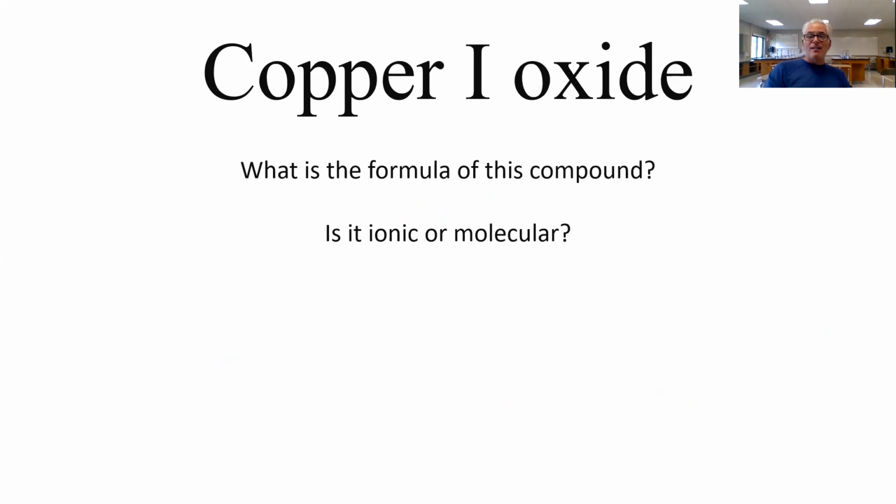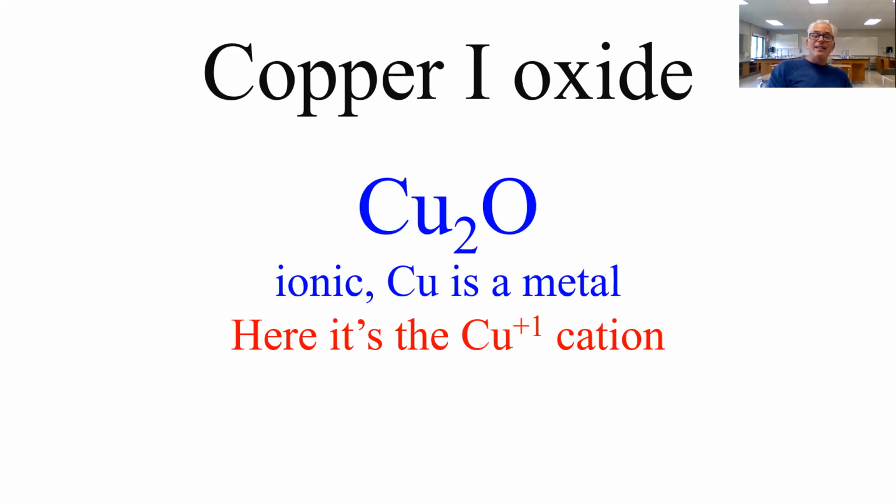Copper, Roman numeral 1 oxide. Copper here has got a +1 charge. Oxygen's always a -2. When you crisscross, you're going to need Cu2O to make it balance. 2 positive 1s and 1 -2 sums to 0. All ionic compounds are net neutral. The positives equal the negatives. They made positive cations and negative anions, but together they combine in a proper ratio to get back to neutral.